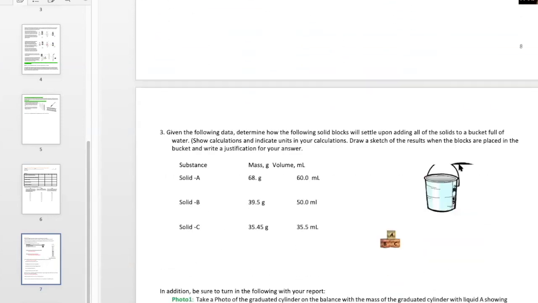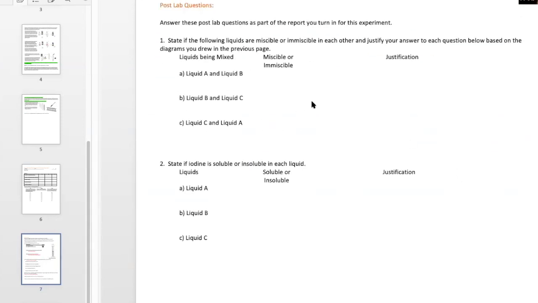And then your post-lab is just figuring out A and B, which did they mix? Did they not mix? Justification. That's your observation. Liquid B and C, did they mix? Did they not mix? Justification, your observation. Liquid C and A, did they mix? Did they not mix? Justification.